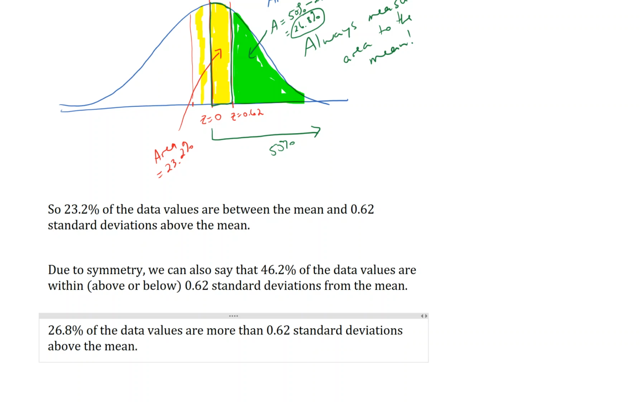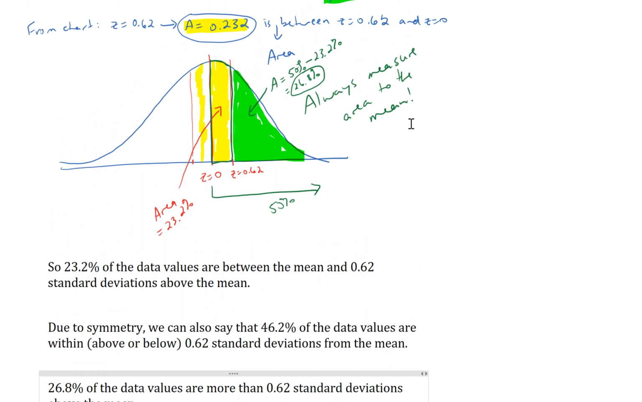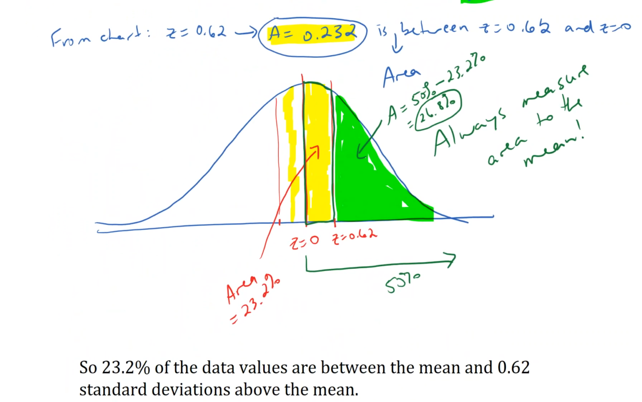So we can get so much information from this chart, but the area that the chart gives us is the area from the data value back to the mean only. But you can see, because this chart is symmetrical and because half of the chart is 50%, you can get a lot more information than just the area that's given. So that is how to interpret this z-score area chart for normal distribution.